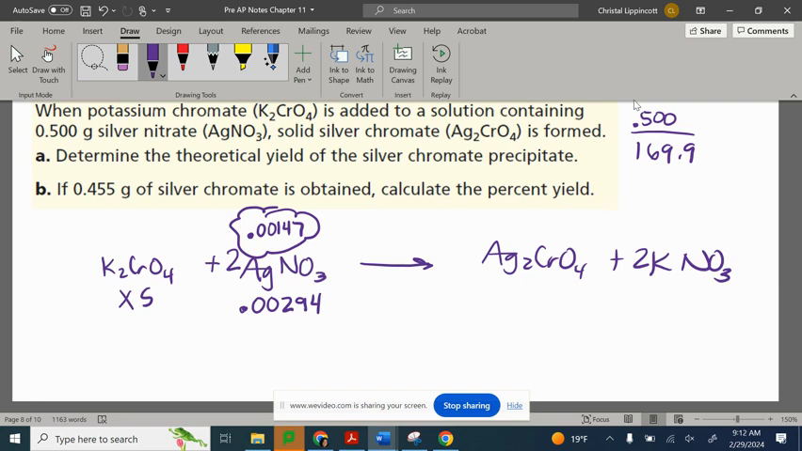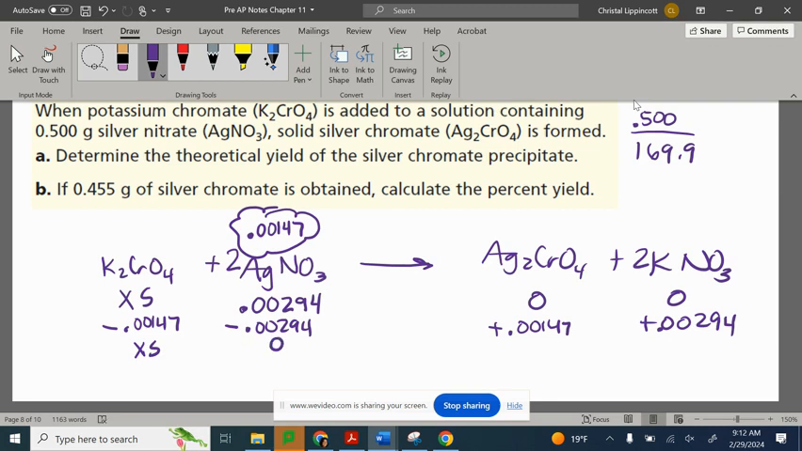Okay. So I'm going to go minus 0.00147 minus 0.00294. Over here, I will go plus 0.00147 and plus 0.00294. So here I have excess left over, got nothing of that left over. This I end up with this and 94.